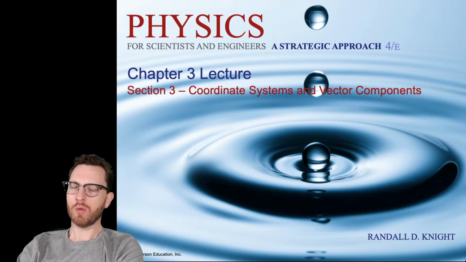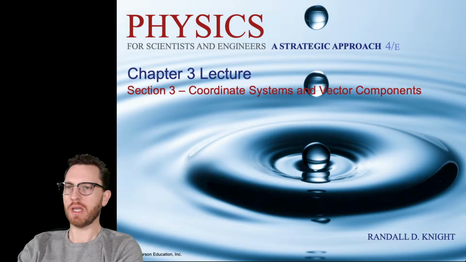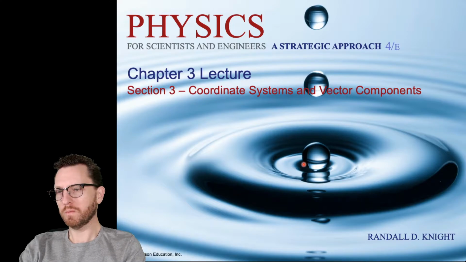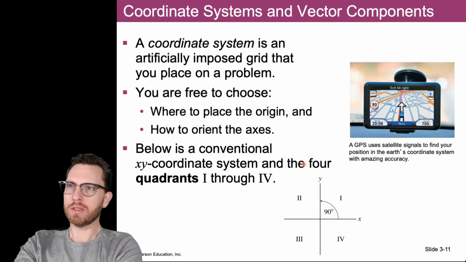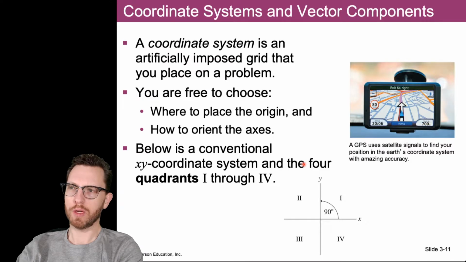Hi, in this video we will be discussing section 3 of chapter 3. We'll be talking about coordinate systems and vector components. So, coordinate systems. What is a coordinate system? A coordinate system is some artificially imposed grid that we're going to place onto a problem to help us describe and analyze a physical system.